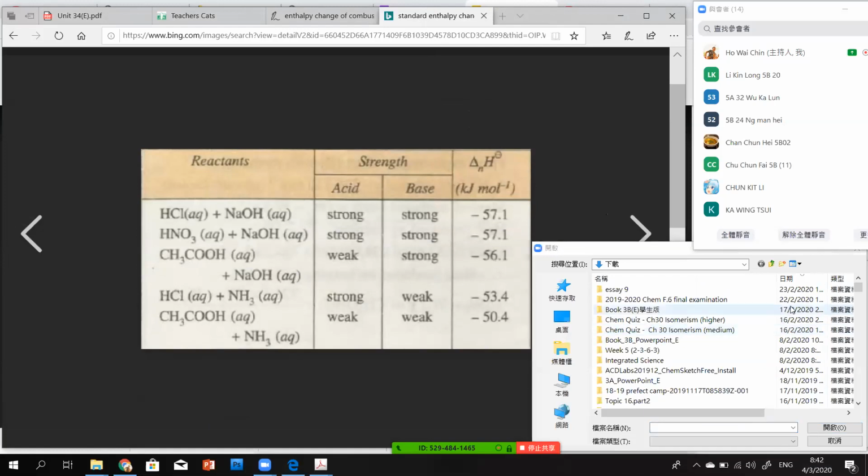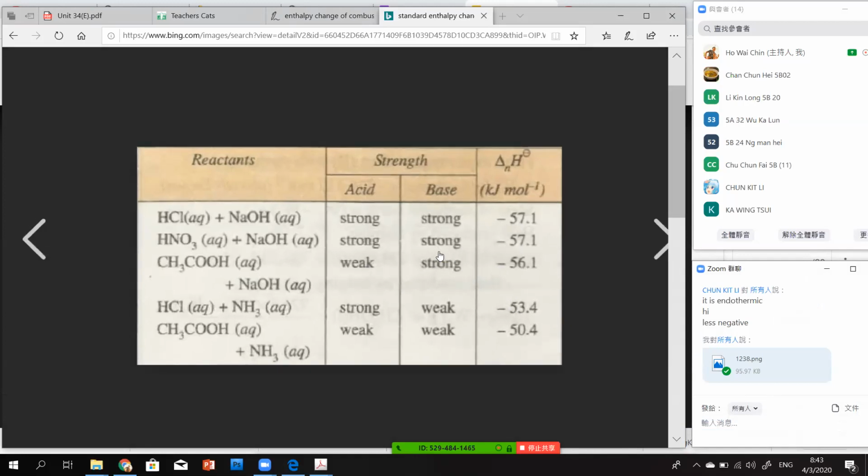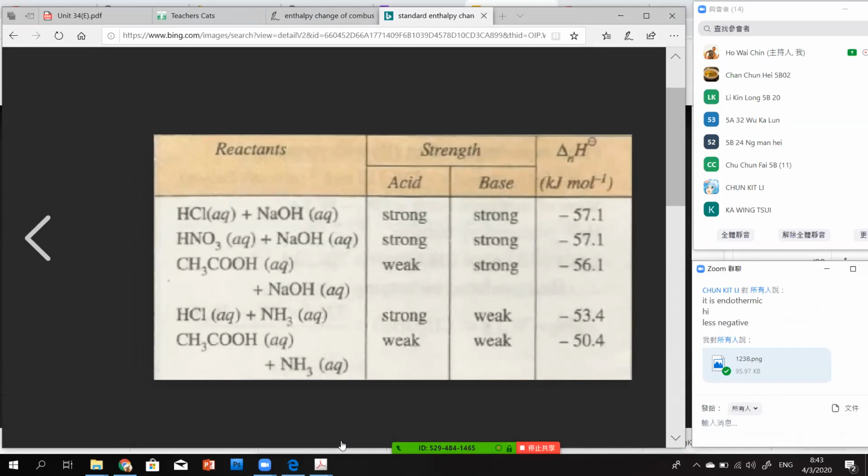Tell me why. So what I want to tell you is this. The question is why? You may see this diagram. Tell me why. Why is there such a difference in the data? Because the energy is taken to ionize the weak acid.